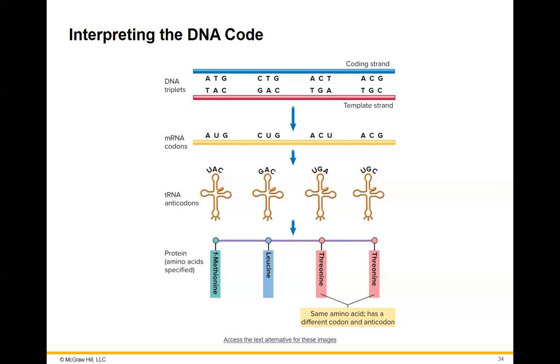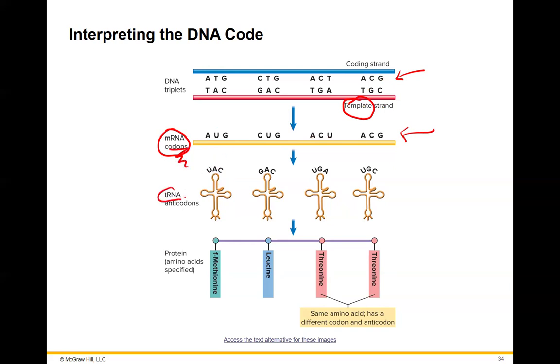Here are your DNA triplets. Remember, we have a coding strand and a template strand, and your messenger RNA will be essentially the same code as your coding strand. And we use the template strand as the template to make it. So here's our messenger RNA. It reads AUG, CUG, ACU, ACG, always in 3s. These are our codons.